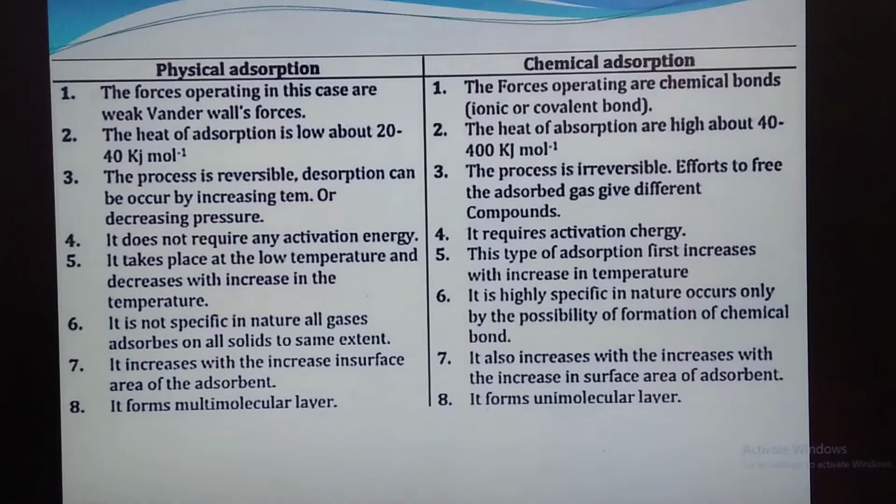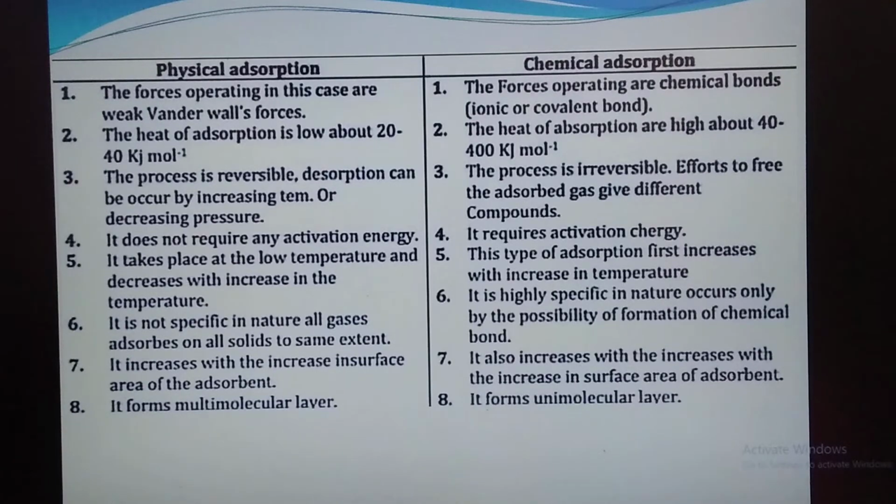Okay, next I will give some differences between physical adsorption and chemical adsorption. The force operating in physical adsorption is a weak van der Waals force; it is caused by an intermolecular van der Waals force. Chemical adsorption is caused by chemical bonding, which is a strong bond, like an ionic or covalent bond. The heat of adsorption is low in physical adsorption, 20 to 40 kJ per mole. In chemical adsorption, it is high, 40 to 400 kJ per mole.